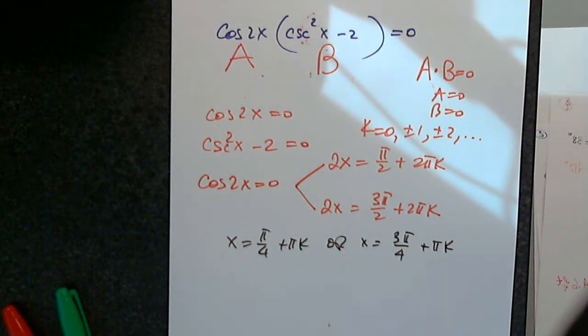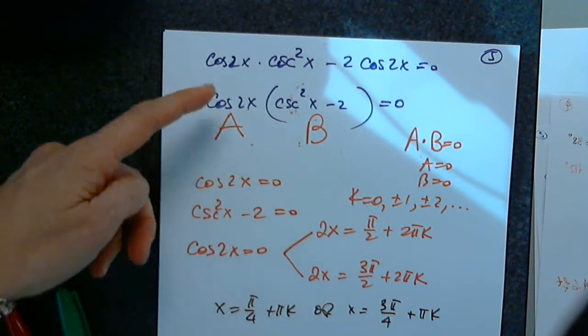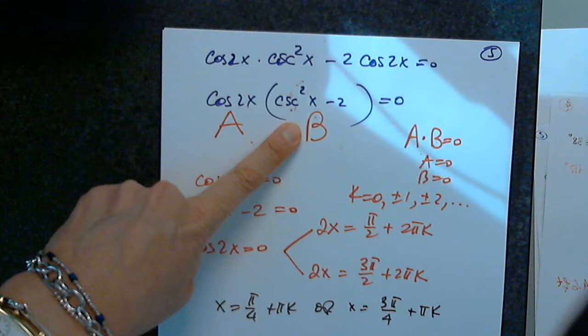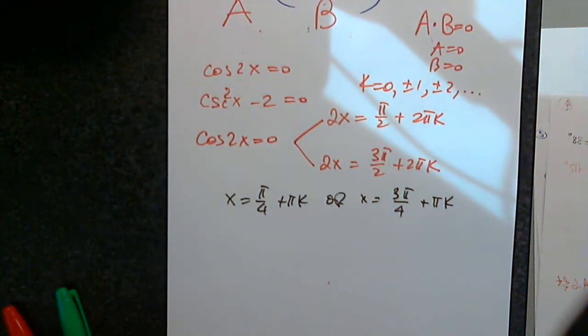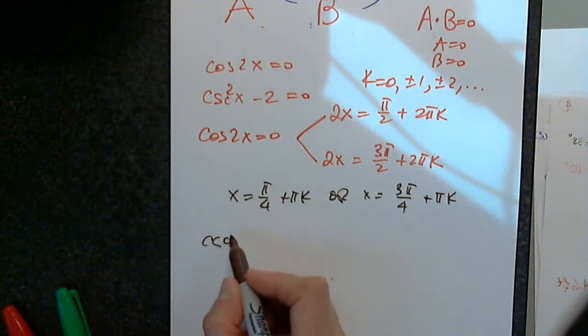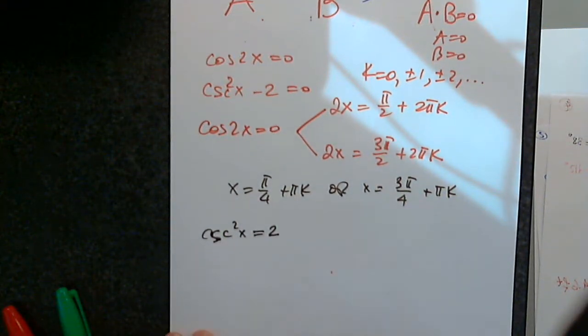So for now, I'm done with cosine 2x. But I have to come back to the original equation, or this step, because I have something else to do here. So I have cosecant squared x equals 2.